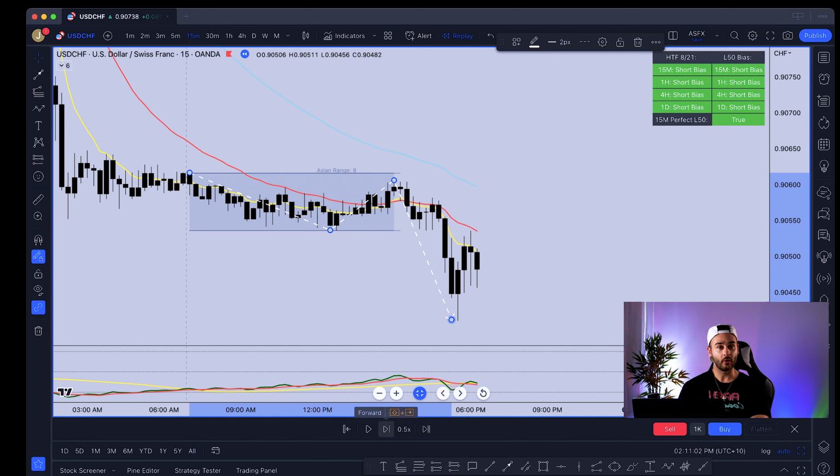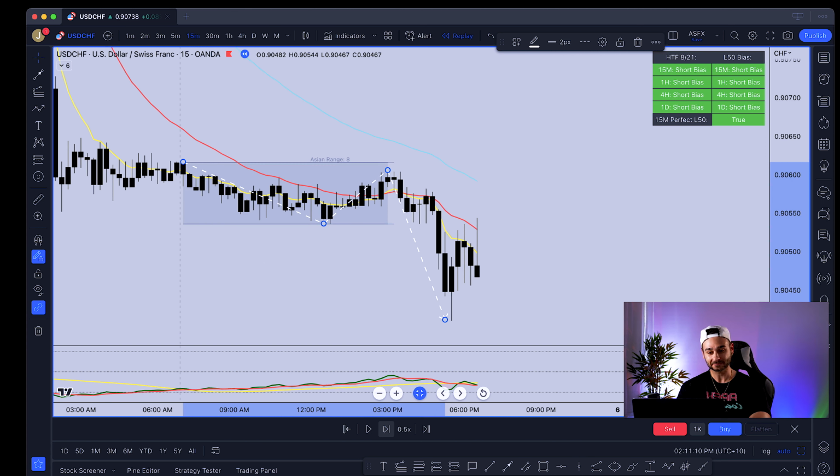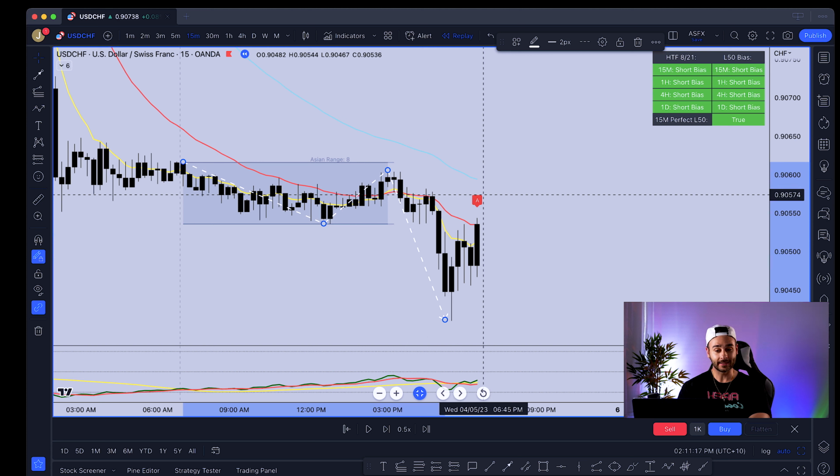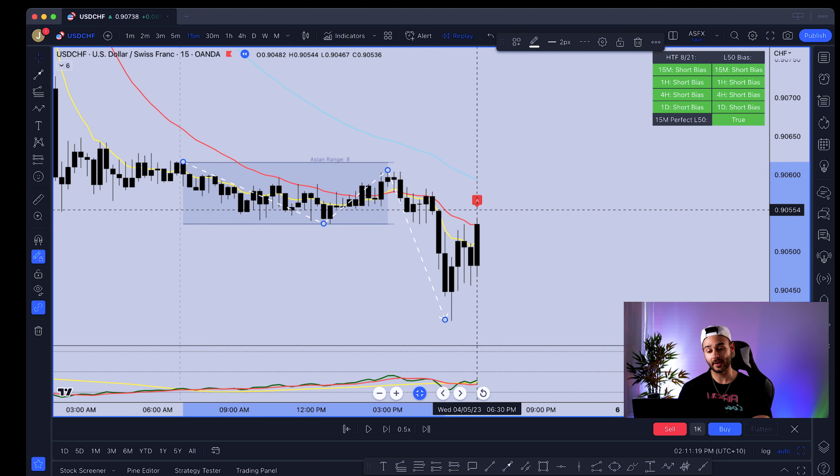So now all I'm waiting for is an entry signal. And in this case, I use the AceFX A2 entry to get involved in this trade. So check this out. This is the first A2 signal that printed. I didn't take this one because I wasn't actively trading at the time. I took the third signal that presented.